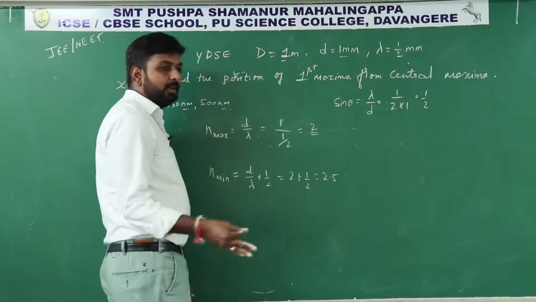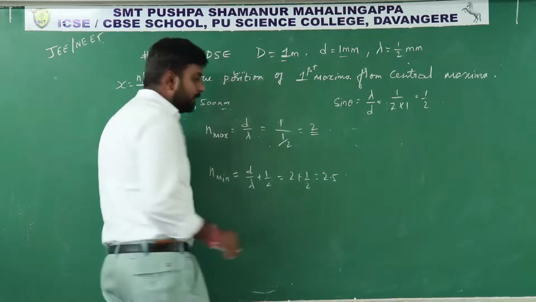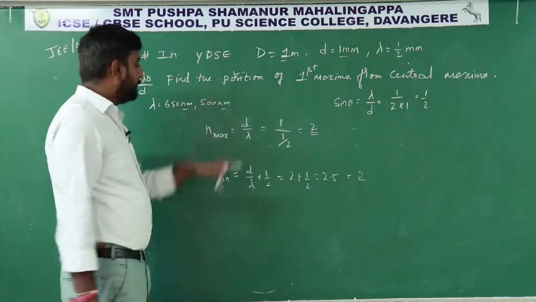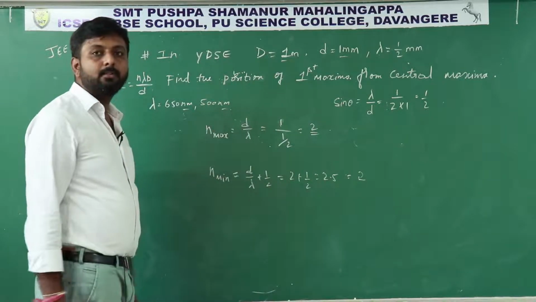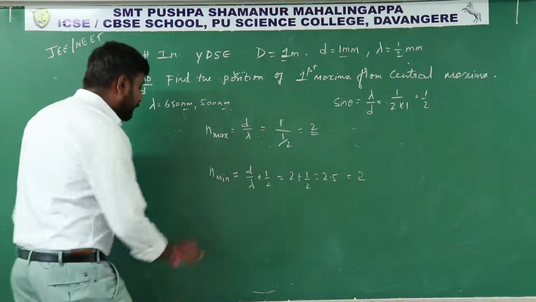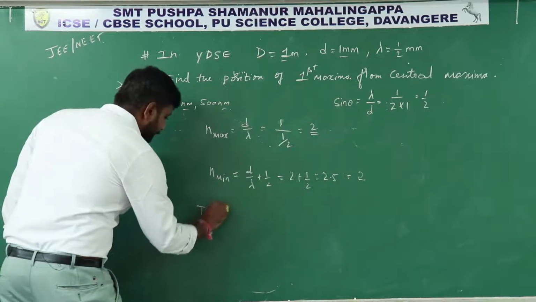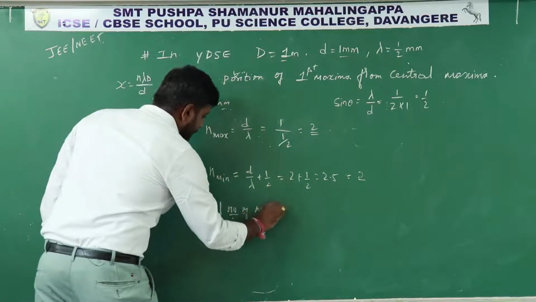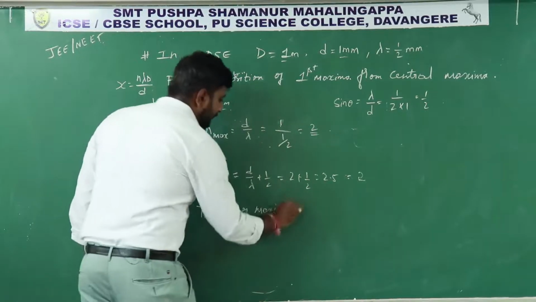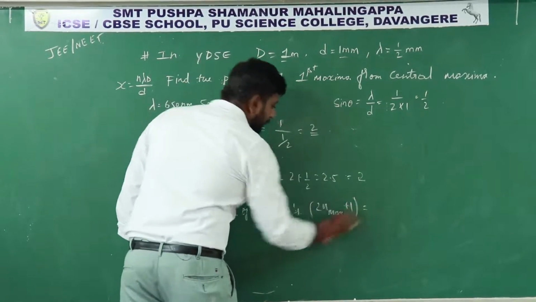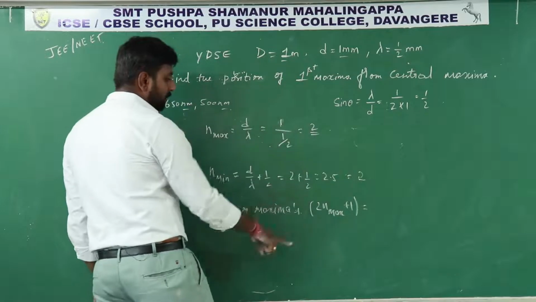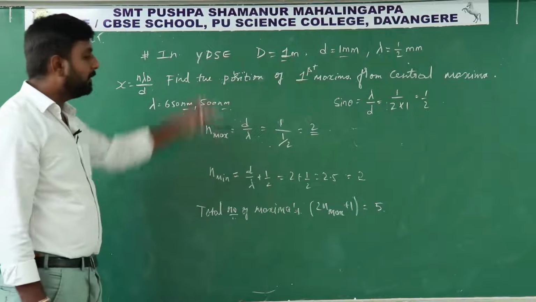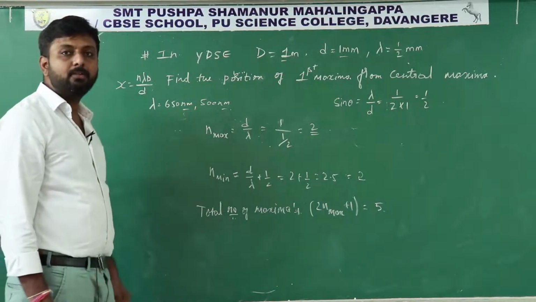So 2.5 means you have to see the options, and here you have to take an integer. For example, I will take 2. So n maximum is 2, n minimum is 2. What is the total number of maxima and minima? Total number of maxima or bright fringes: 2 into 2, n max is 2, that is 4, plus 1. How many total bright fringes will form in this problem? Totally 5 bright fringes will form.